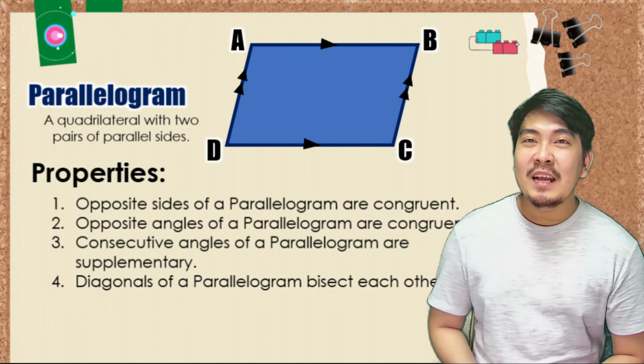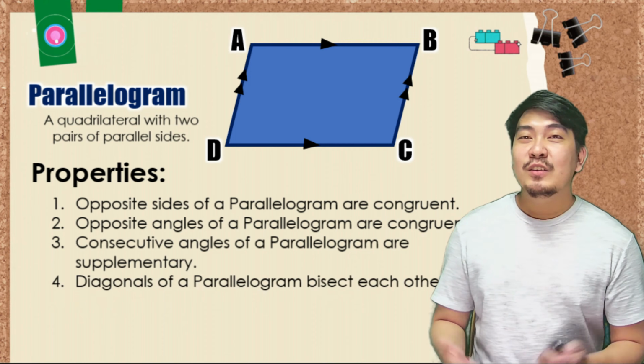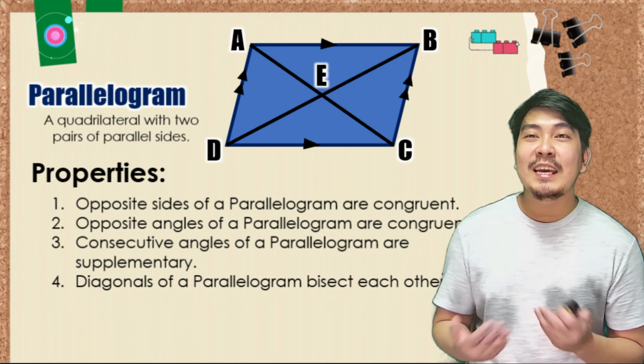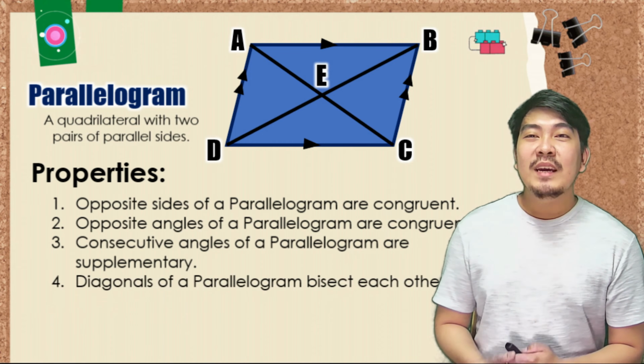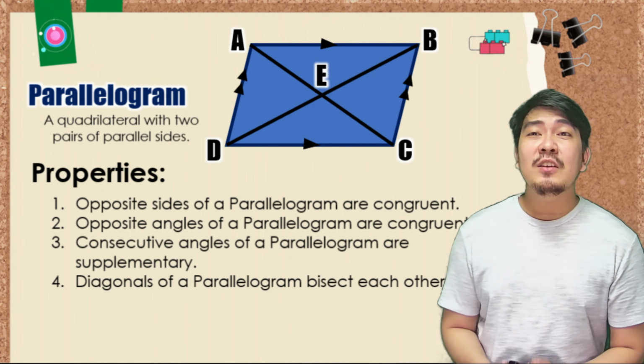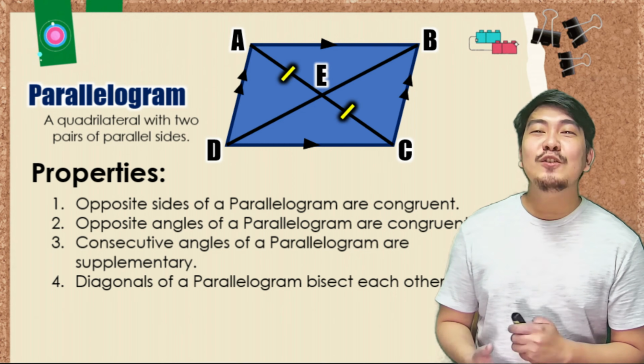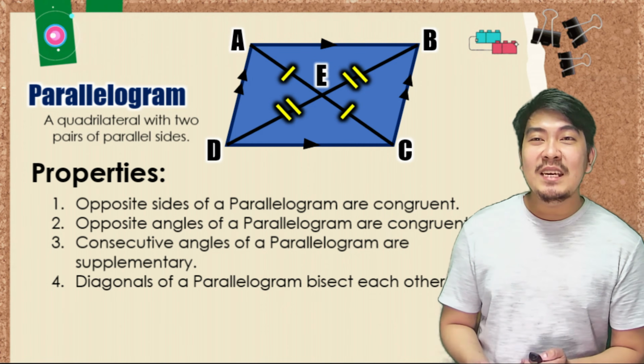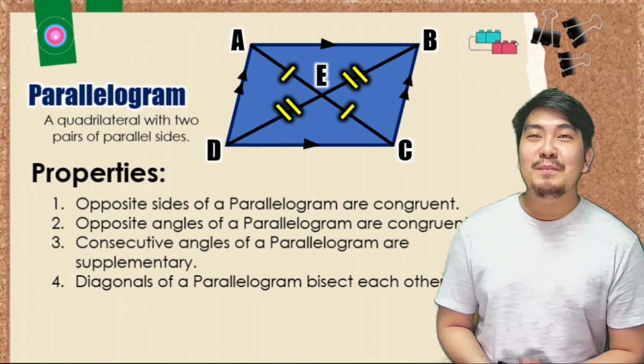So let us now proceed with the fourth property. Diagonals of a parallelogram bisect each other. So if we are going to draw the diagonals of this parallelogram and they intersect at E, we can say that since they bisect each other, segment AE is congruent to segment EC. At the same time, segment DE is congruent to segment EB.